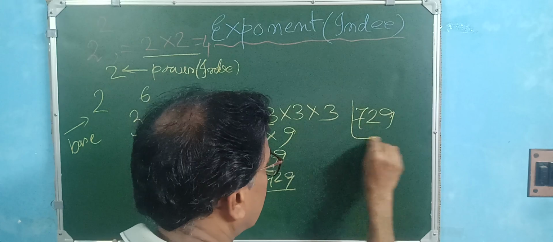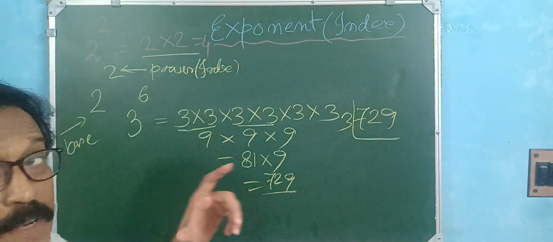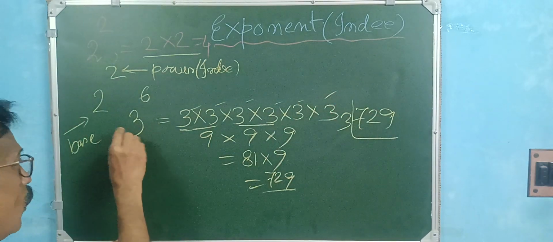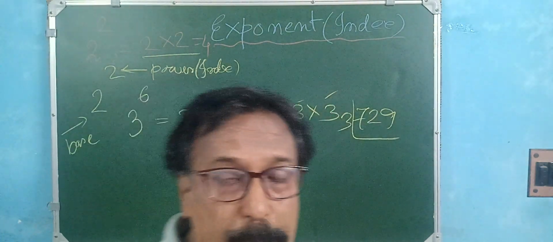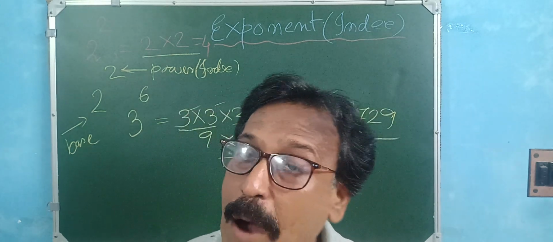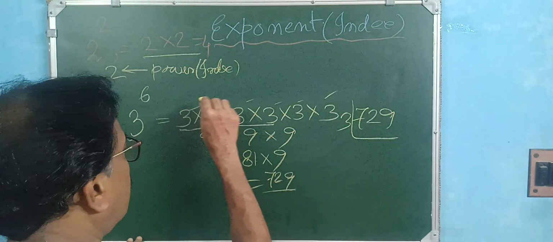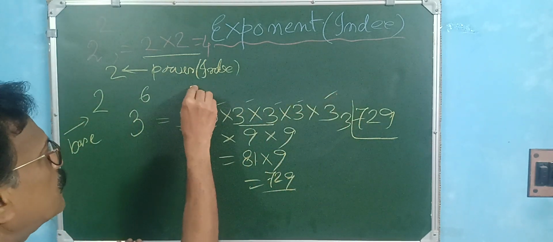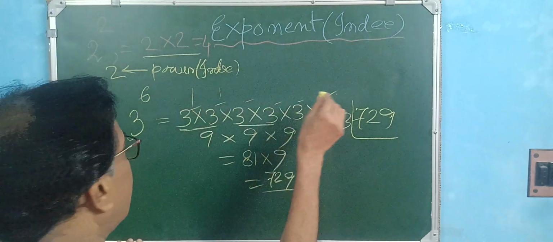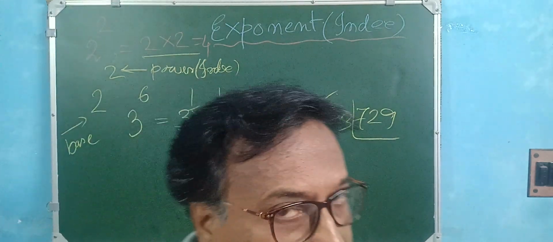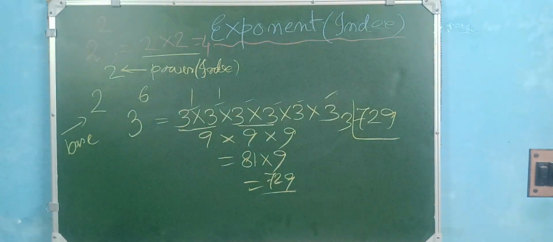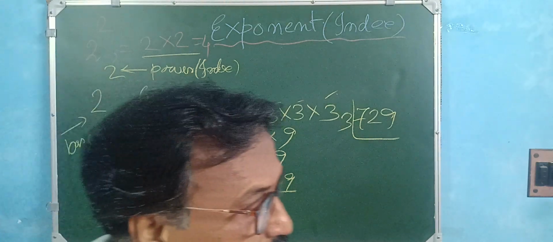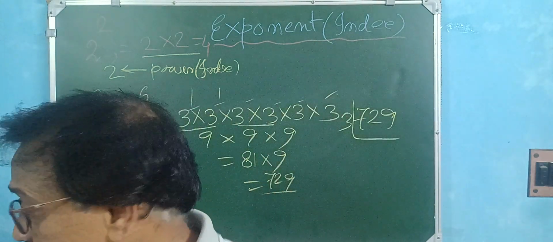So this way, 3, 3, 3. How many 3s are there? 1, 2, 3, 4, 5, 6. So this is called 3 to the power 6. 3 is the base, and the power means how many times: 6 times. So this is called 3 to the power 6. Clear? Now, this is the base and this is the index or the power. Clear?